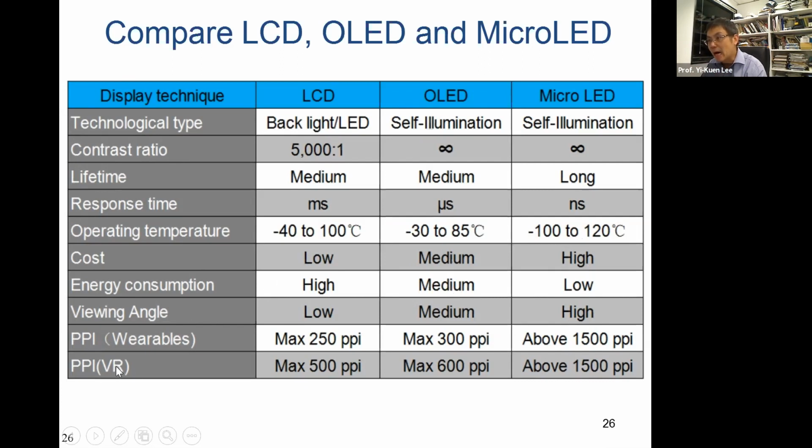Again, you see VR, the virtual reality goggles, and AR, right? We also have the AR devices. Most likely people will use this kind of micro LED for these kinds of mobile devices.